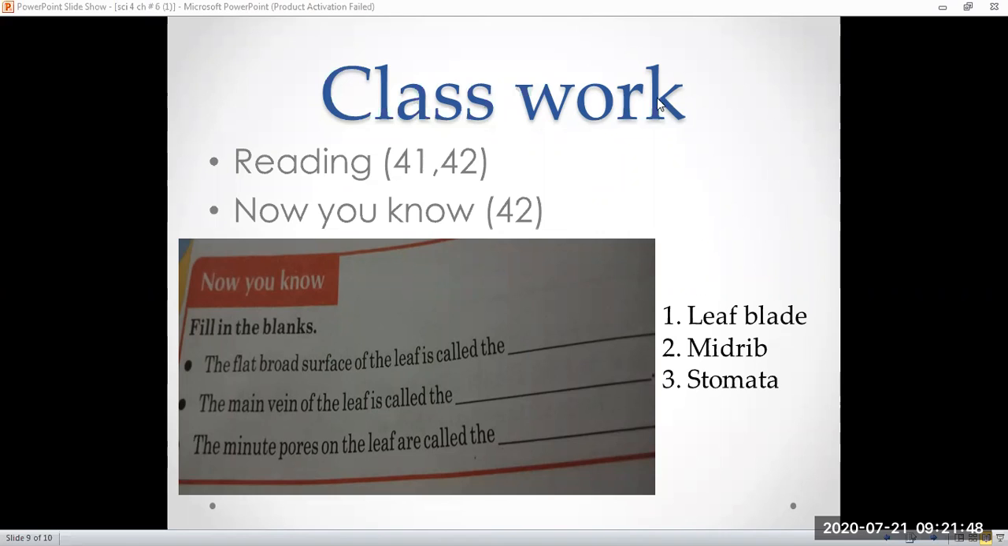Thank you, Abdul Subhan. From page number 42, the next student who is going to continue is Fatima. Fatima, unmute yourself.